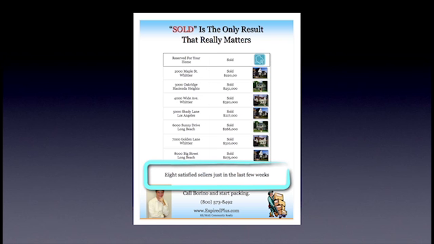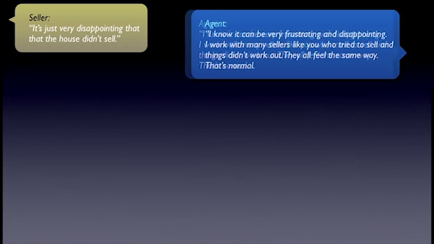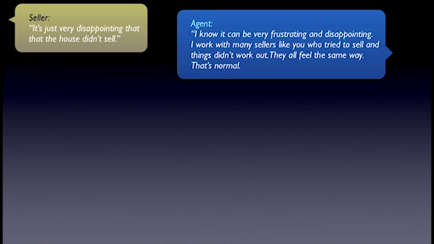Whether it's green tea or real estate, the process is the same. Let me show you how you can use the connector formula when talking with a client on the phone or in person. Again, same principle. So let's say the seller says, I'm just very disappointed that the house didn't sell. And you reply, I know, it can be very frustrating and disappointing. I work with many sellers like you who tried to sell and things just didn't work out. They all feel the same way.